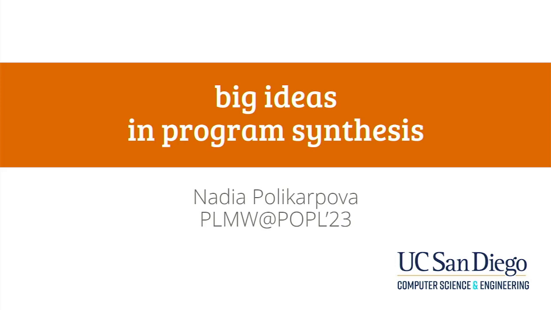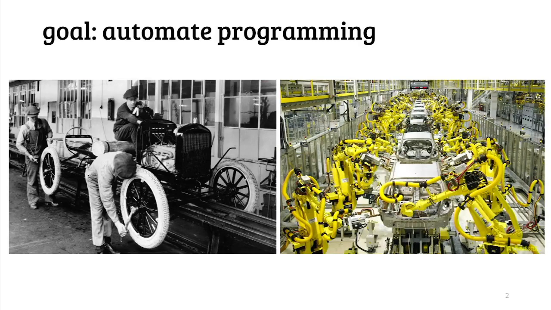Okay. And so what I decided to do for this talk is just to tell you about a couple of things that I think of as big ideas in program synthesis that make a difference, that have a lot of impact. All right. So what is this program synthesis thing? Well, the overarching goal that we all have is to automate programming, right? So just like in other areas, automation helped us make things faster and with fewer errors. We want to do the same for software, right?